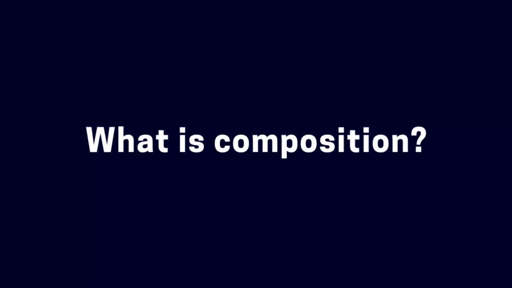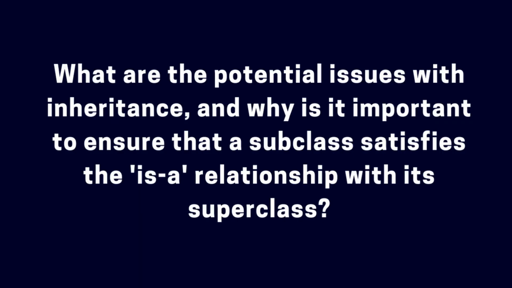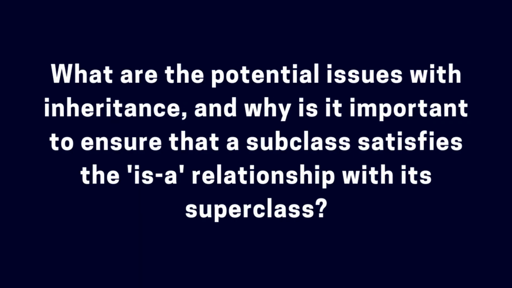What is composition? Composition is a design principle where an object is made up of one or more other objects, allowing it to use their functionality. It represents a has-a relationship, meaning that an object contains and uses other objects rather than inheriting from a parent class. What are potential issues with inheritance, and why is it important to ensure that a subclass satisfies the is-a relationship with its superclass?